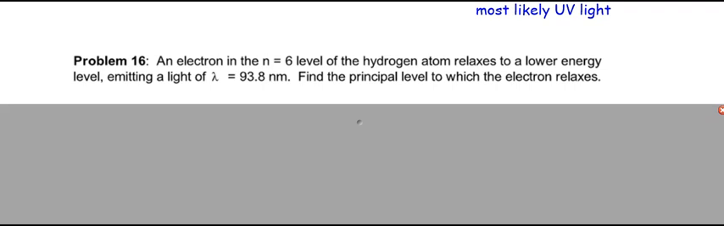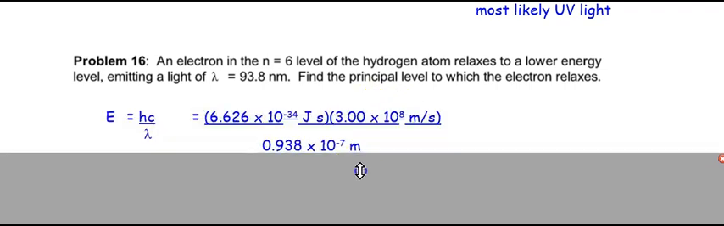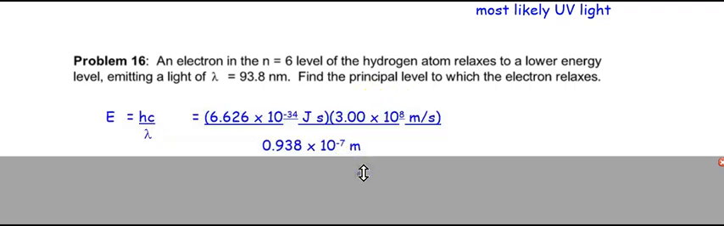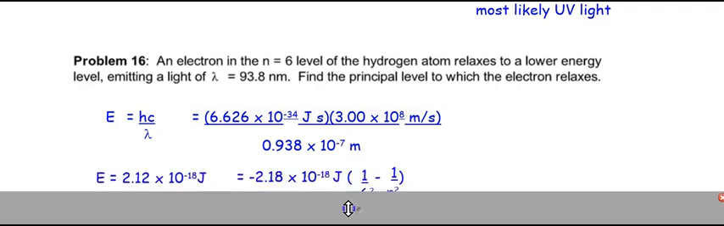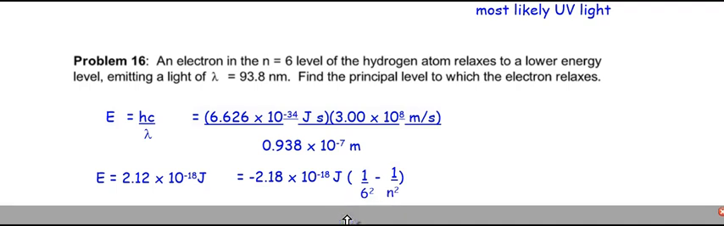All right, so what we need to do here is find the energy of this, and I'll use that same equation again. And then what we have is 0.938 times 10 to the negative 7th meters, because notice it's 93.8 nanometers, not like 193 or something. So watch how you move your decimal point. And so when I calculated it, I got 2.12 times 10 to the negative 8th. And that's equal to negative 2.18 times 10 to the negative 18th joules.